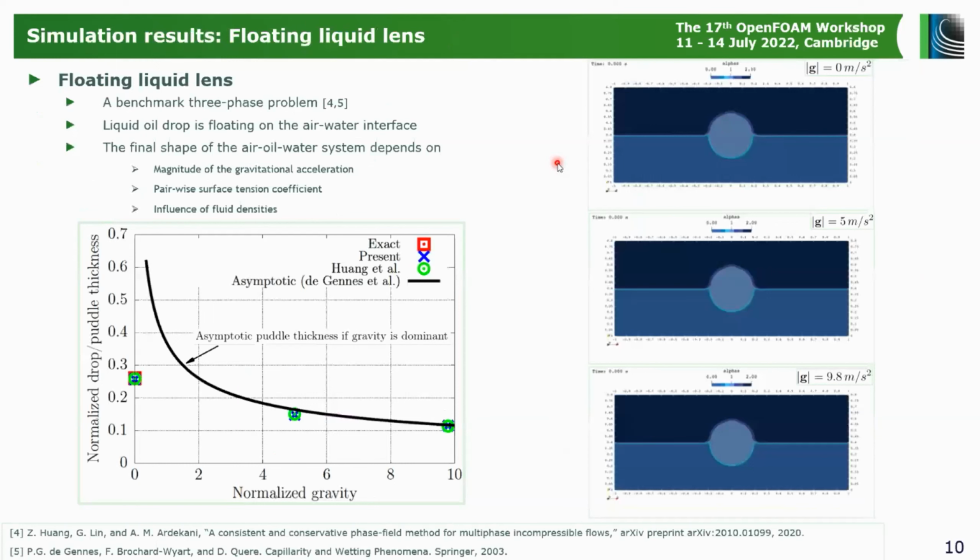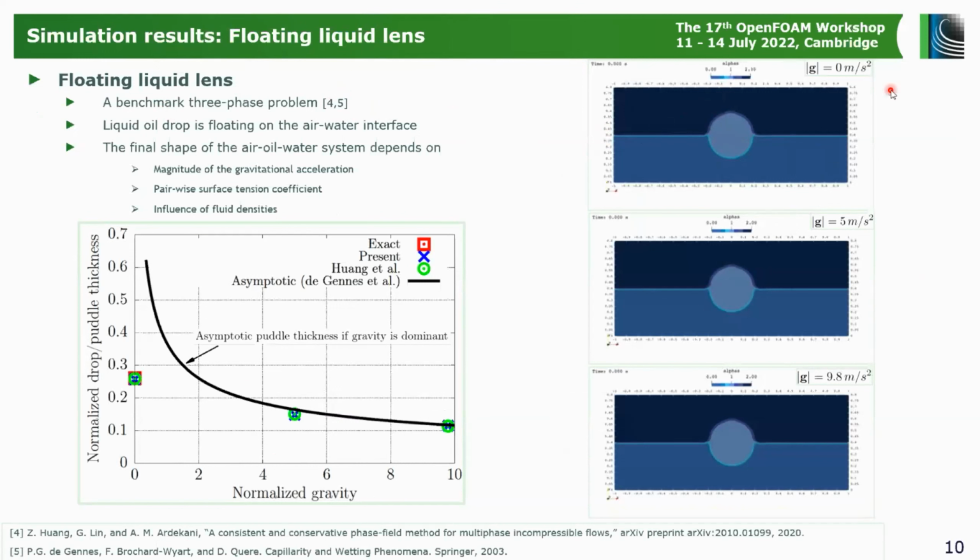We did a lot of n-phase, basically more than three-phase, tests with this model to see how it works. The first case is the floating liquid lens problem. This is a benchmark three-phase problem that is quite famous in the literature. We have a liquid oil drop that is floating on the air and water interface.